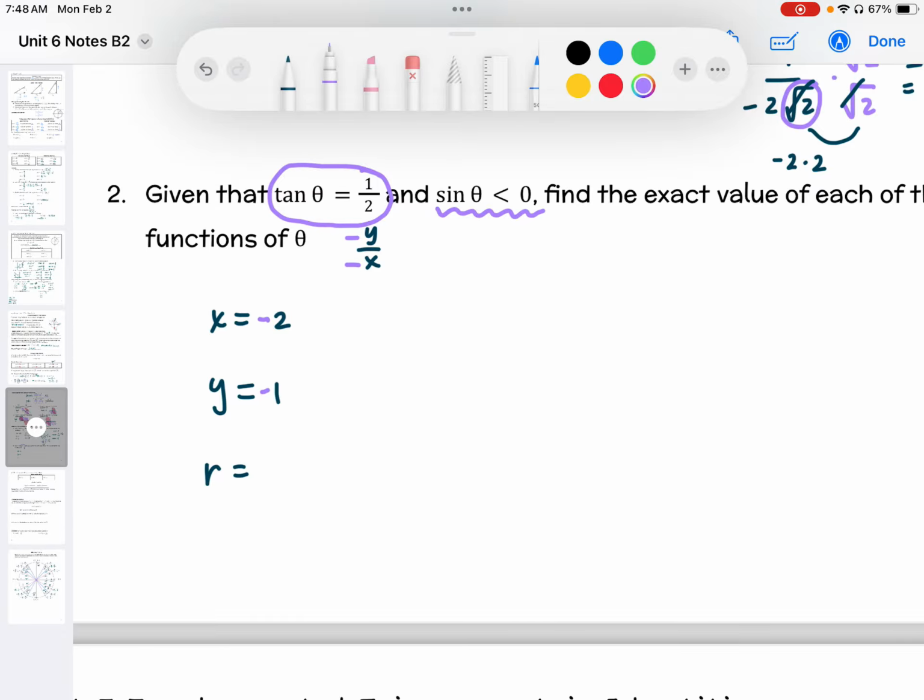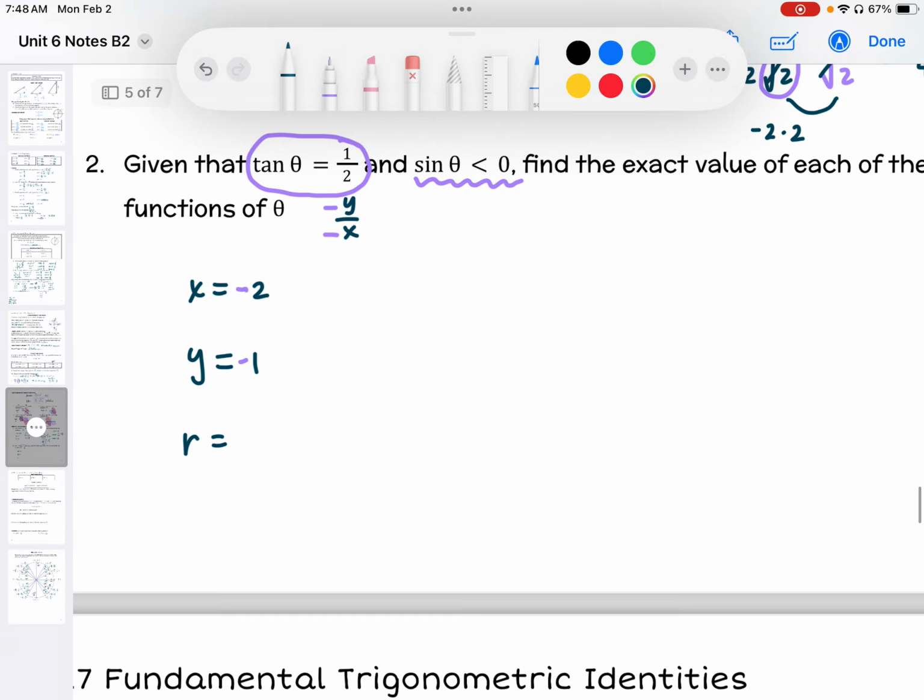Then I'm going to use the Pythagorean theorem. So I'm going to have x squared, which is 4, plus y squared, which was 1, equals r squared. So I would have 5 equals r squared. Take the square root of both sides, so r would equal the square root of 5.